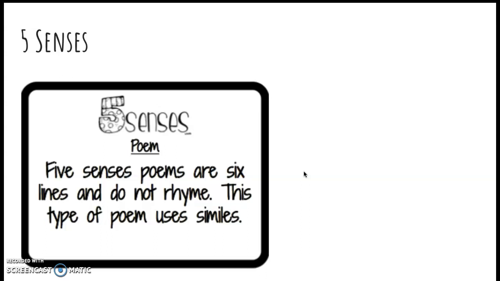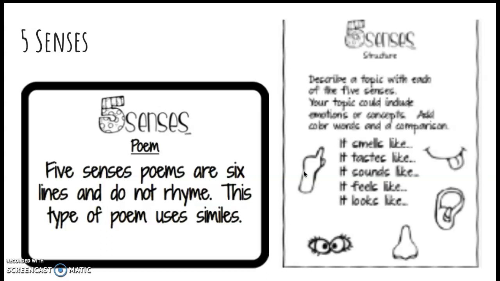Remember when we talked about similes last week, they are using like and as to describe something. So with your 5 senses, I know this is a little bit blurry, but I can still read it to you. They are describing a topic with each of your 5 senses. Your topic could include emotions or concepts, add color words, and a comparison.